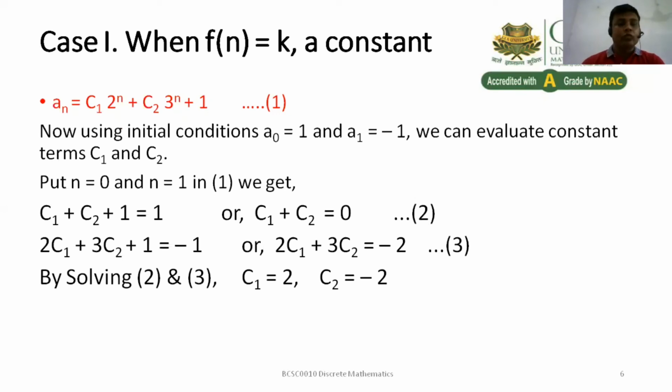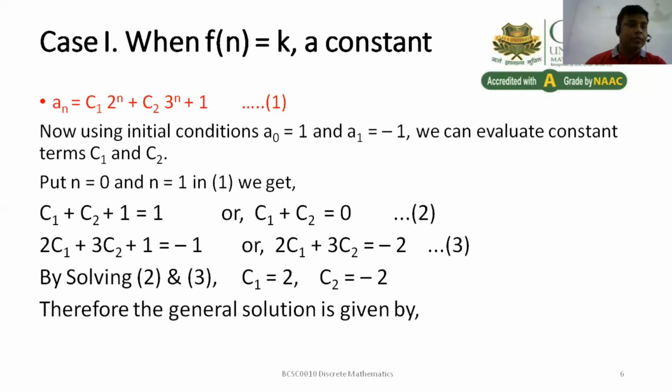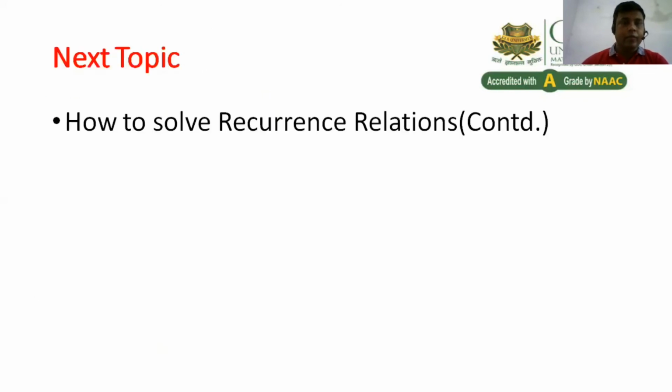Okay, after getting the values of c1 and c2, we can place these into the given solution, and therefore now the solution will be a_n equals to 2 times 2 to power n minus 2 times 3 to power n plus 1. So this is the final solution of the given non-homogeneous recurrence relation where the fn part is having a constant value. Okay, in the next video I will discuss some more cases for this fn. Okay, thank you all.